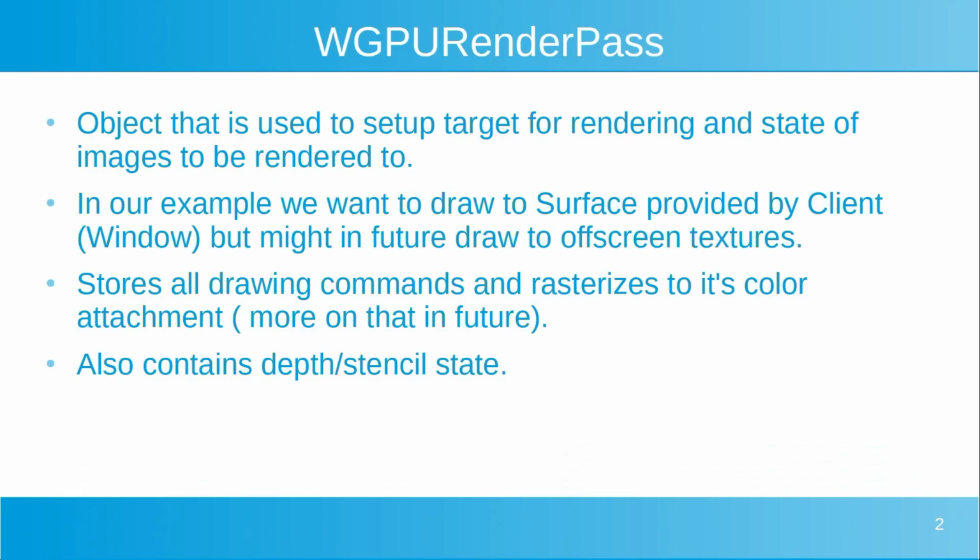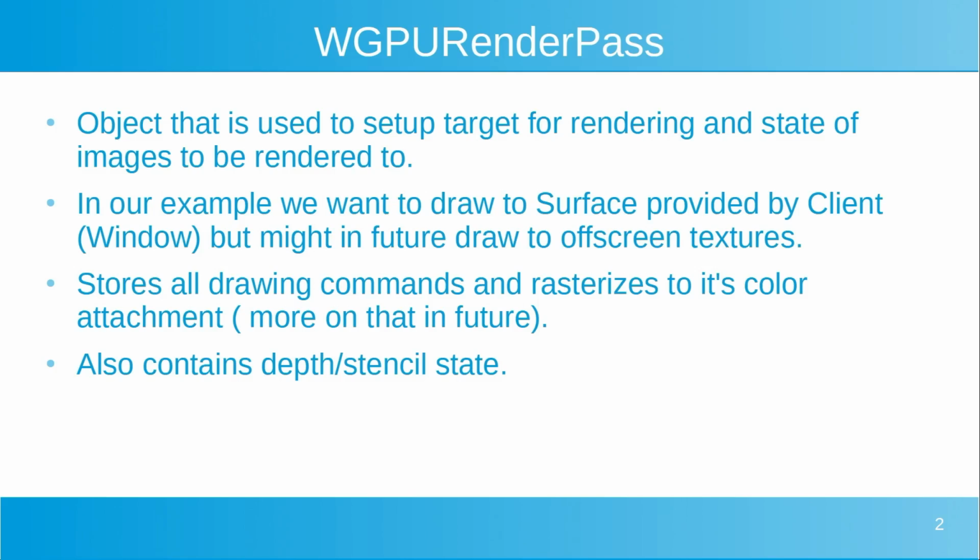So for that, actually I'm missing one slide, but we're going to need a couple of objects, and one of those objects is the render pass. It's an object that is used to set up the target for rendering and the state of images to be rendered to. What does that actually mean? It's just the render pass as a target. It just contains some information about the pass, and it also contains a reference to the texture that we want to draw to. That's it.